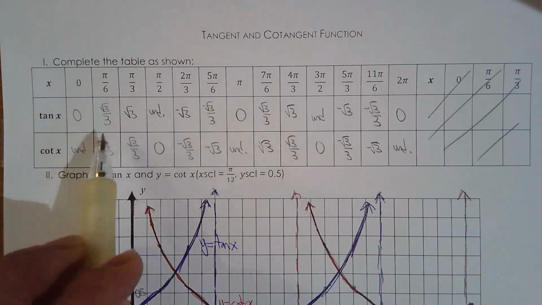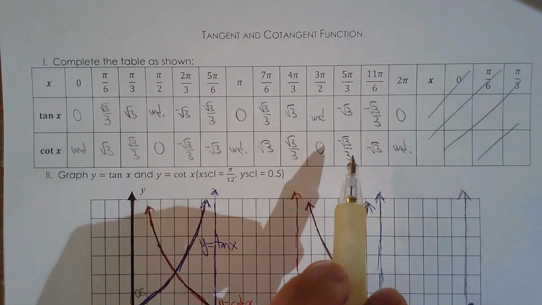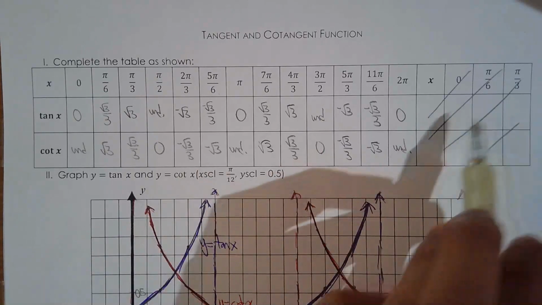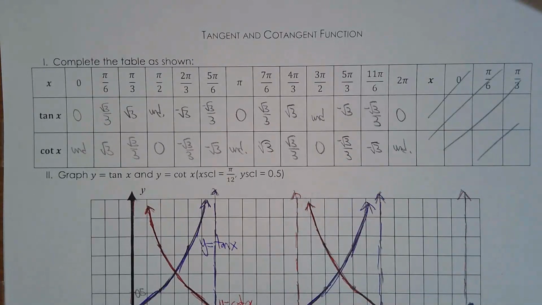So quadrant 1 is positive, quadrant 2 is negative, quadrant 3 is positive, quadrant 4 is negative. I made some mistakes here. I added some cells here that weren't necessary. Okay, so hopefully you have the exact same ratios as I do.